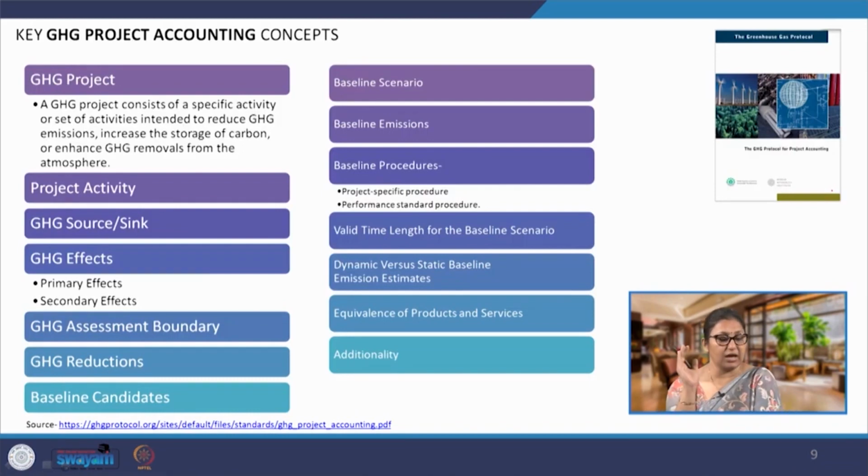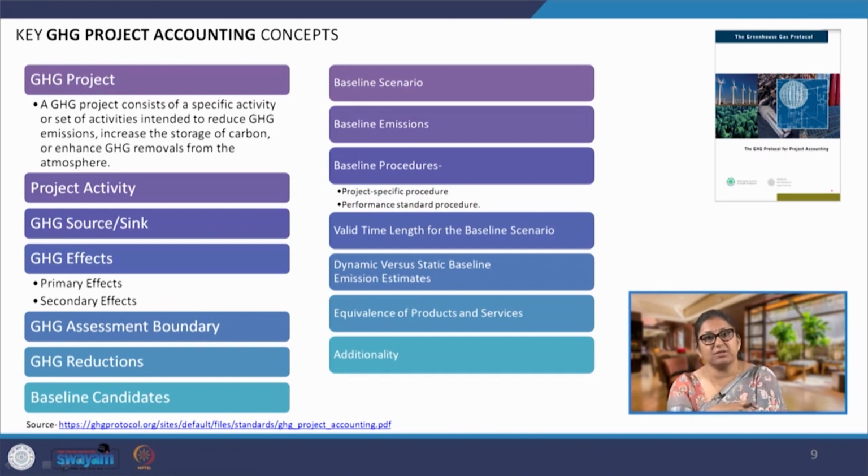Now, coming to the key accounting concepts that are consistent throughout the use cases and different standards. The first thing is identifying what the GHG project is. We first have to know what that project is. It basically consists of a specific activity or activities, it could be multiple activities, intended to reduce GHG emissions, increase the storage of carbon or enhance GHG removals from the atmosphere. So, we are talking about this GHG project.